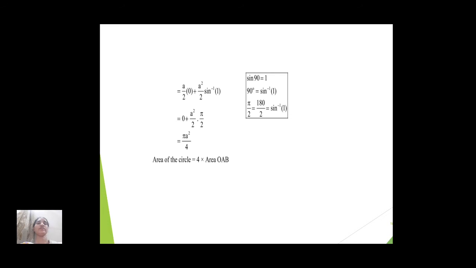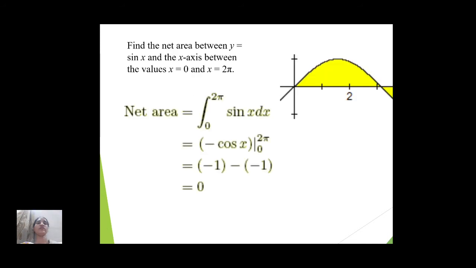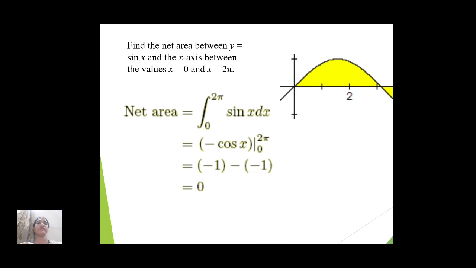Then area of the circle equal to 4 into area of OAB. Then we get 4 into pi a square by 4. That means pi a square units.